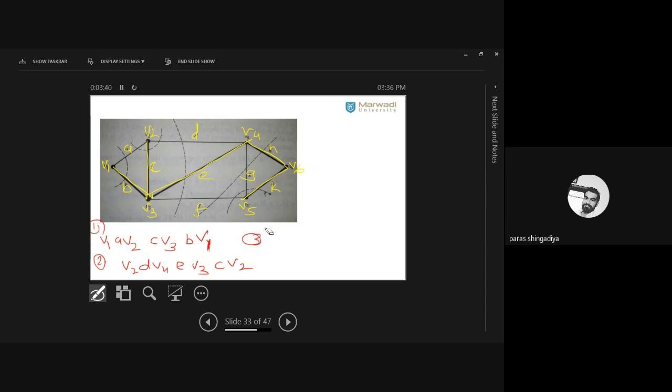Let us consider this example. V3 E V4 G V5 F V3. Is it a fundamental circuit? You have to make a closed walk from V3 to V3. V3 E V4 G V5 F V3. This is the below triangle. So is it a fundamental circuit?